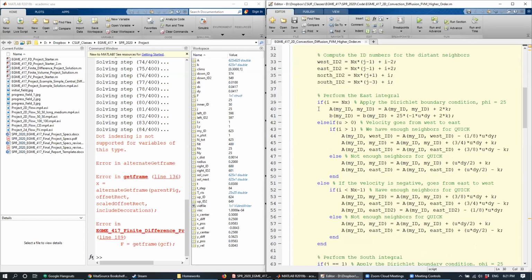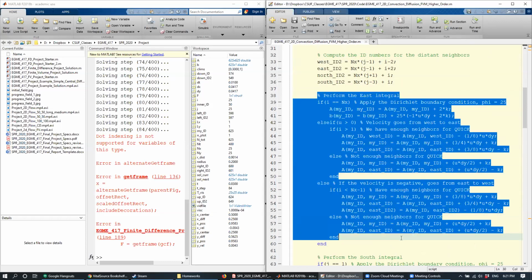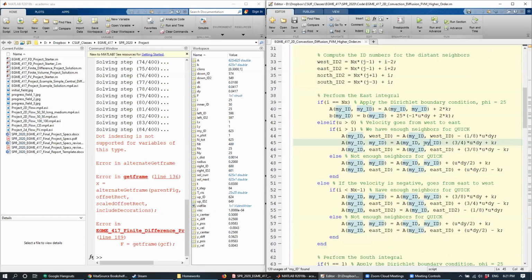Okay. And so what I'm going to do is walk you through the code I have for one integral. This entire block of code is just responsible for the east integral, right? It becomes pretty lengthy once you're doing higher order schemes. Okay. Because remember, we have to make multiple decisions here. We have to make a decision based on the direction of the velocity, and then a decision based on how many neighbors we have in that direction, if we can actually compute the Clique scheme.